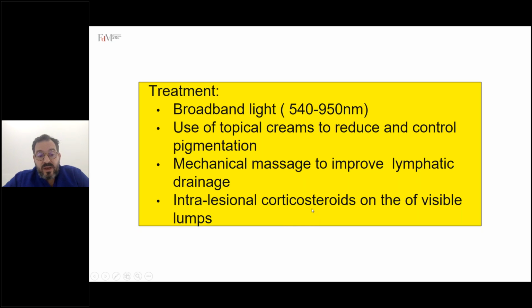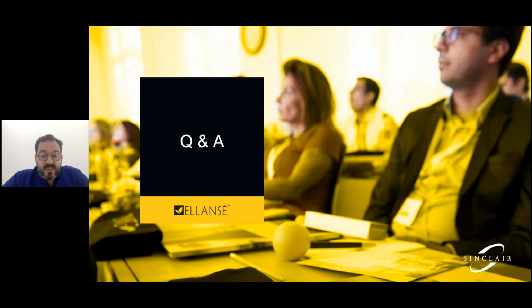So, well, you can use a lot of things. In my hands, I do use a lot of topical cream, especially hydroquinone and retinol. I always start with mechanical massage, and I teach the patients how to do it. And that usually gets a very good improvement on the swelling. And in the case of the nodule, definitely you need to use intralesional steroids. And you can also use a broadband light to improve the pigmentation and even the telangiectasia if you need to. And I think this is my last slide.